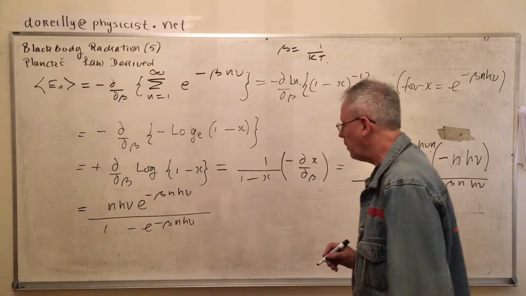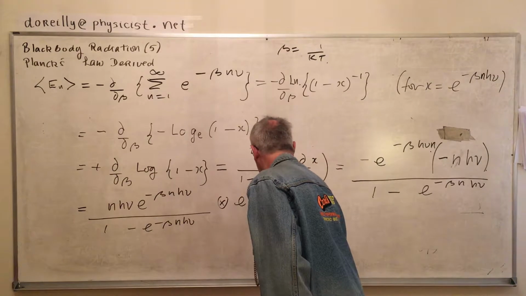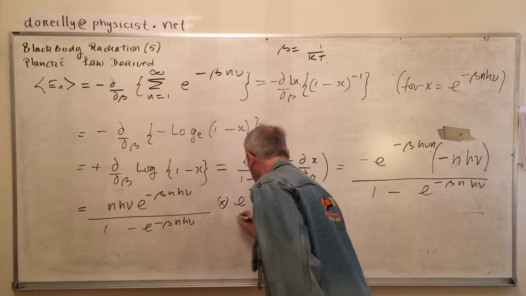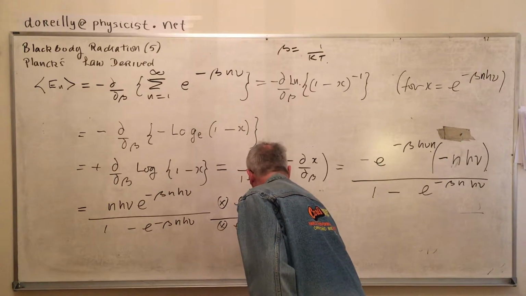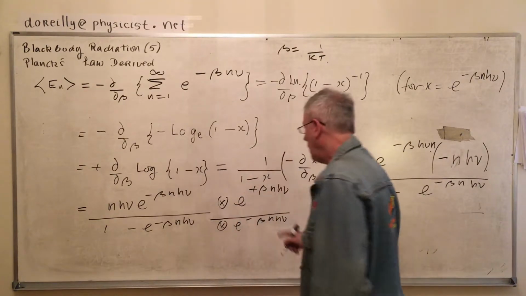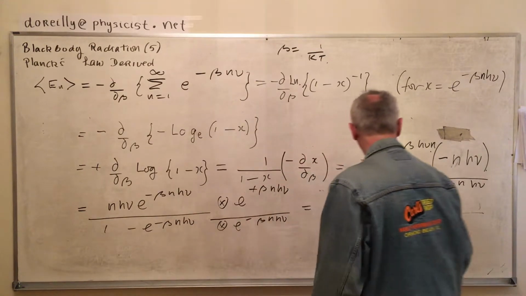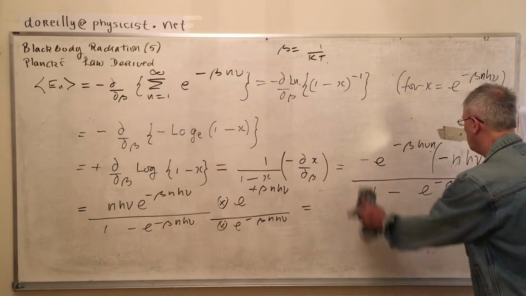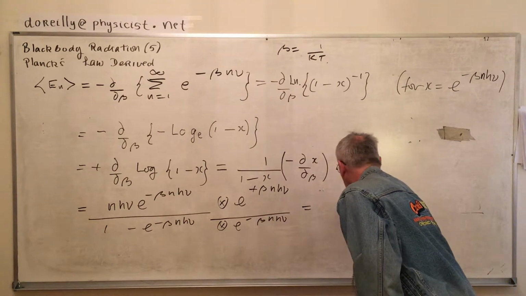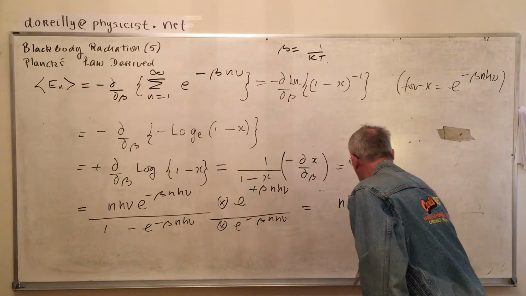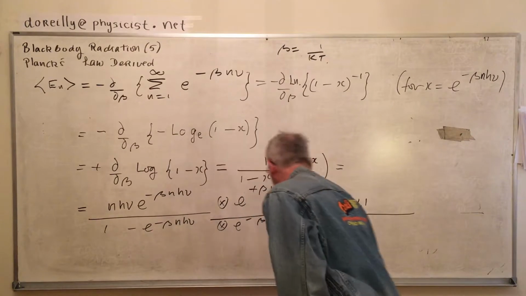So that's our expression. I'm going to multiply above and below the line by e to the power of plus beta n h nu. Now this times this, with a negative and a positive, gives me 1. On the top I just get n h nu times 1. And on the bottom, this times 1 is itself.